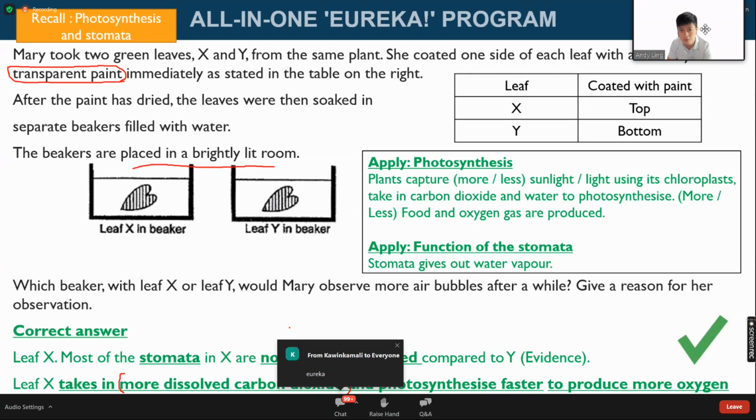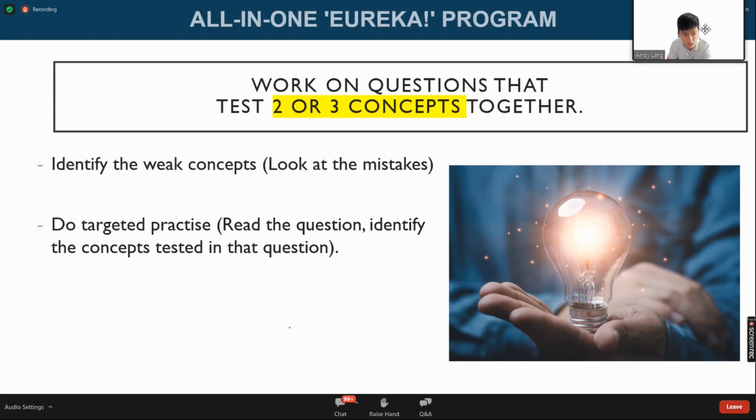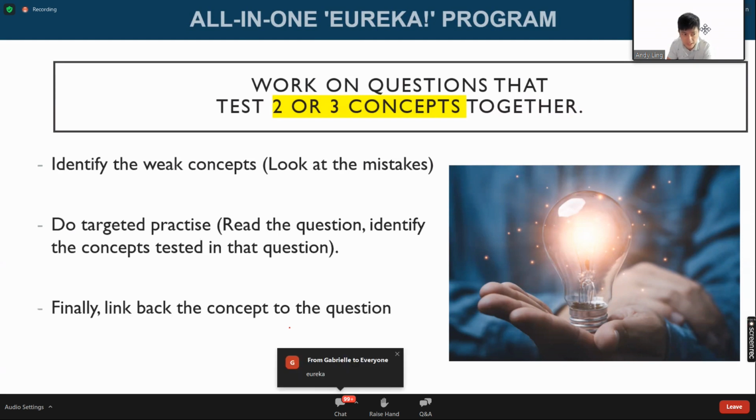Okay, very good. So, parents, I know this is a bit heavy for science, because there's 1 to 2 more months left. To make this webinar very effective and useful, practice some of the challenging questions, stretch your child on the understanding of science concepts. To do that, identify questions that test multiple concepts at the same time. Identify the weak concepts, look at the mistakes, do targeted practice, read the question carefully, and finally link back to the question. This is always the case. Parents, do take note.